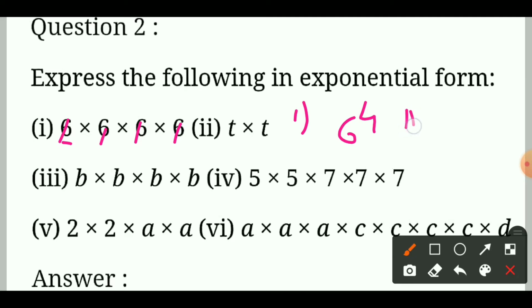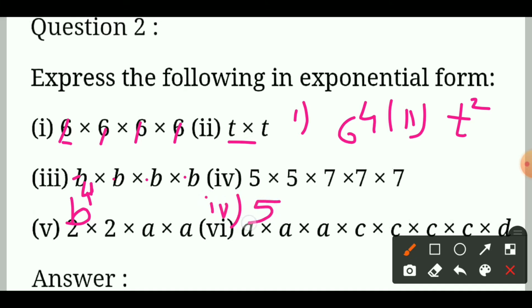Second part, t, and how many t's are there? Only 2. So t raised to power 2. Now third, b, how many b's are there? 1, 2, 3, 4. So b raised to power 4 is the answer of this part. Now fourth question, 5 and 7. 2 bases are there. How many 5s are there? We have 2 fives and 3 sevens. So this will be our answer.